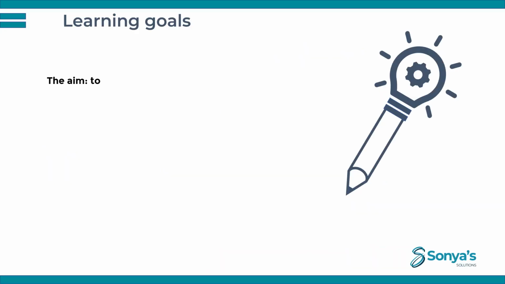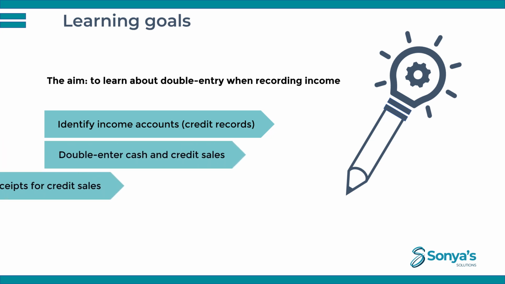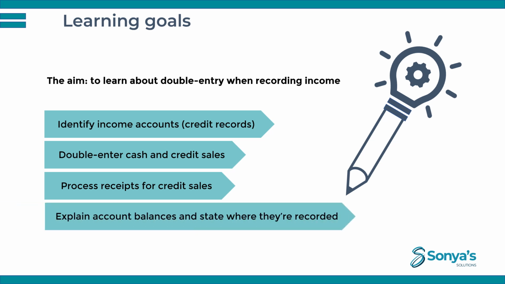In this lesson, the aim is to learn about how income is recorded in a double entry bookkeeping system. You need to be able to identify income, double enter cash and credit sales, process receipts for credit sales, calculate and explain account balances and state where they'll be recorded.